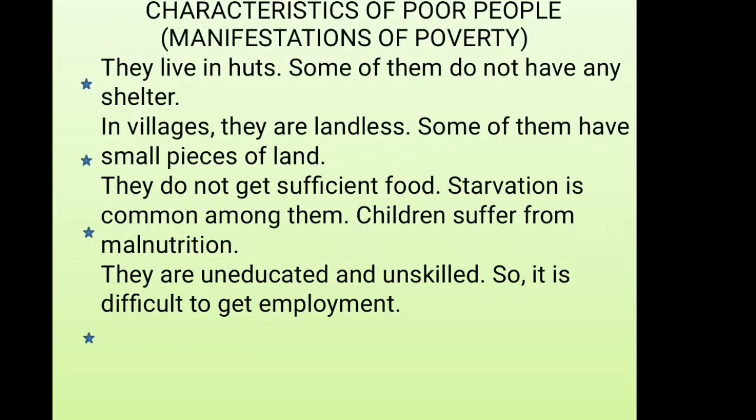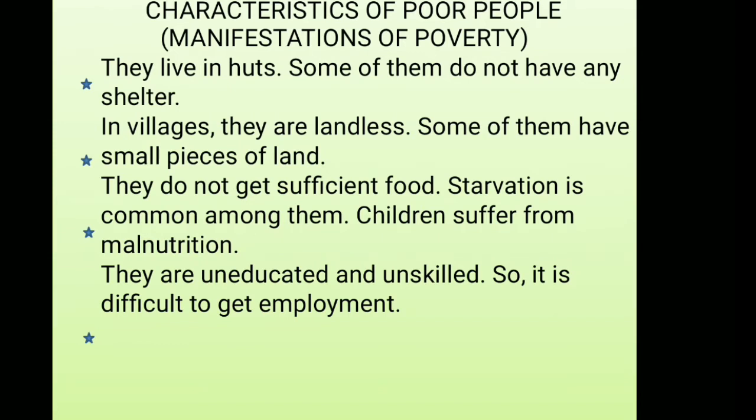So generally we have the characteristics of poverty and poor people. If we are going to identify the characteristics of poor people, we will find that mostly they live in huts, they have no shelter of their own. In village areas they are either landless or some of them have a small piece of land. They do not get sufficient food. They are generally in a starvation situation. They have malnutrition. They are uneducated and unskilled.